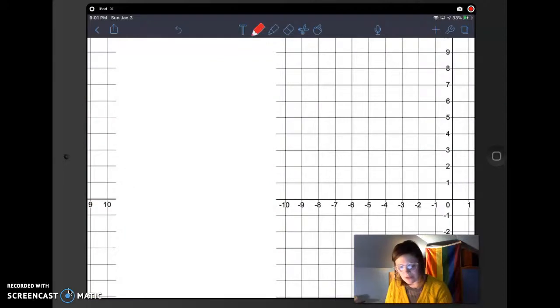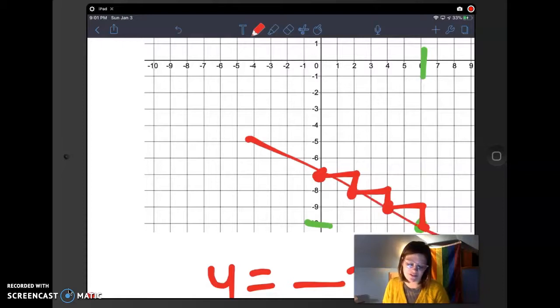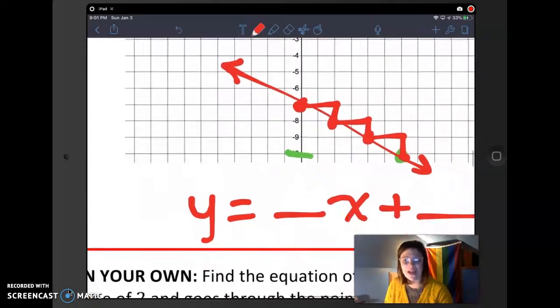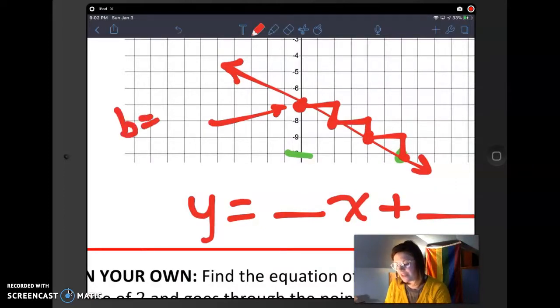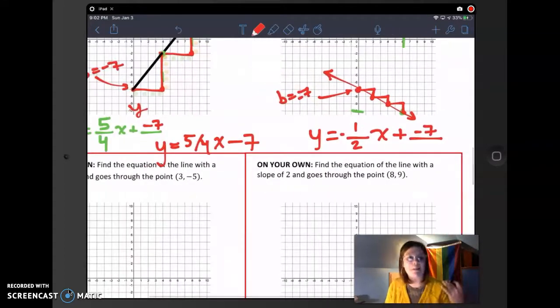So here we go. We have a rise of 1 and a run of 2. Rise of 1, run of 2. Notice that you don't need to copy paste to do this. You can just find your slope that way, and you can see that we run into the y-intercept, which is the B value at -7. So it's going to be -1/2 x plus -7, or you can write that as minus 7.